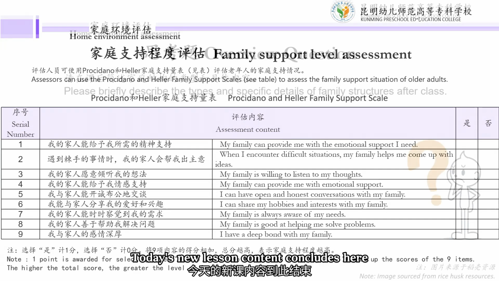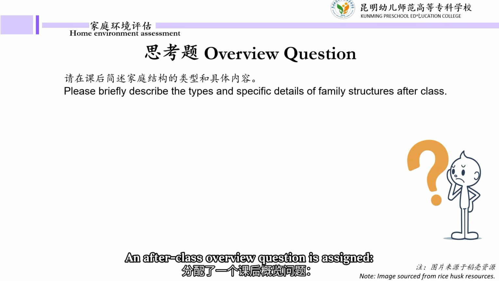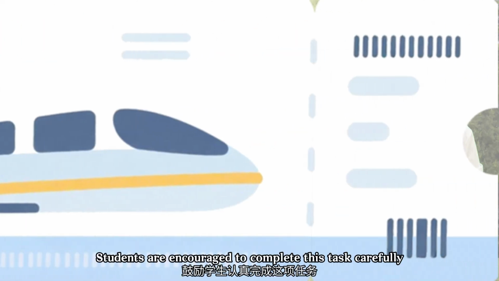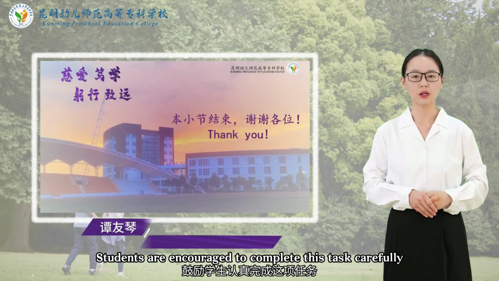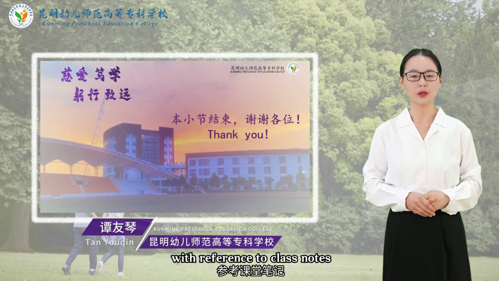Today's new lesson content concludes here. An after-class overview question is assigned. Please briefly describe the types and specific components of family structures. Students are encouraged to complete this task carefully with reference to class notes.